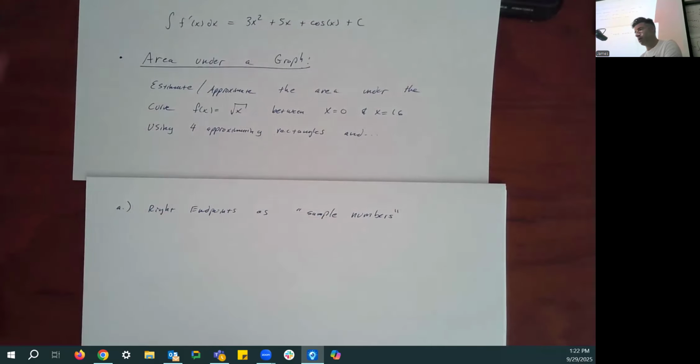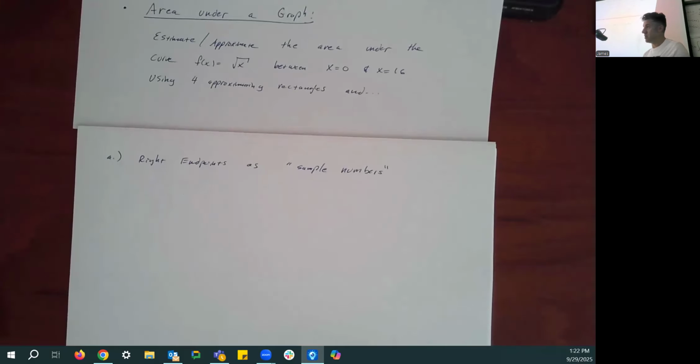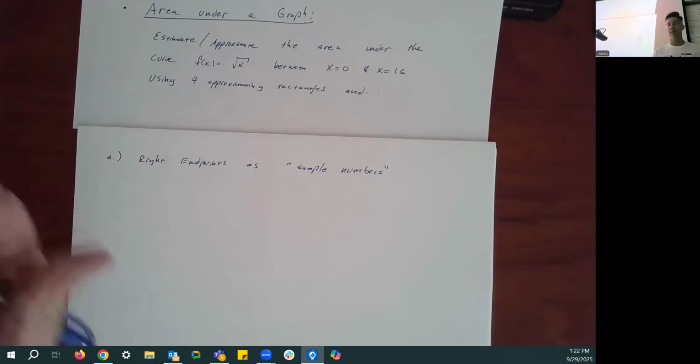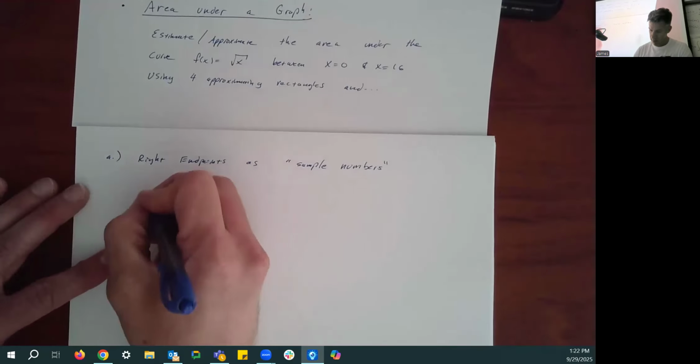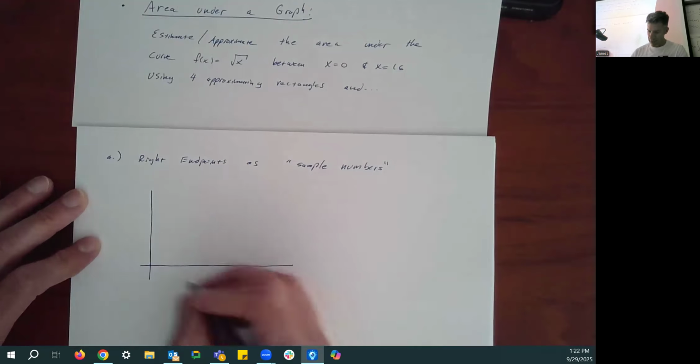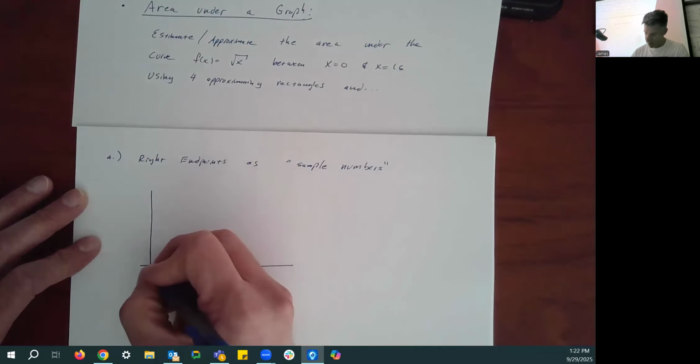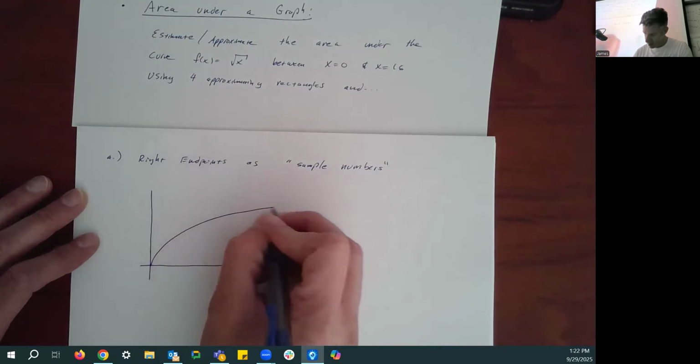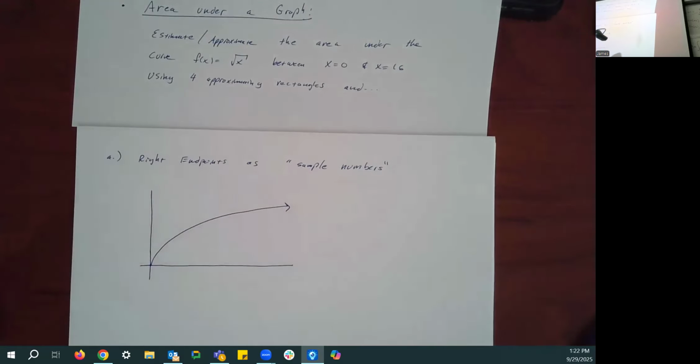Let's draw a picture. Not that you need to draw a picture when you do this necessarily, but it's helpful to see what's happening and understand what we're going to get. So it's the usual square root function. I should grab some different colored pens. It looks like this.